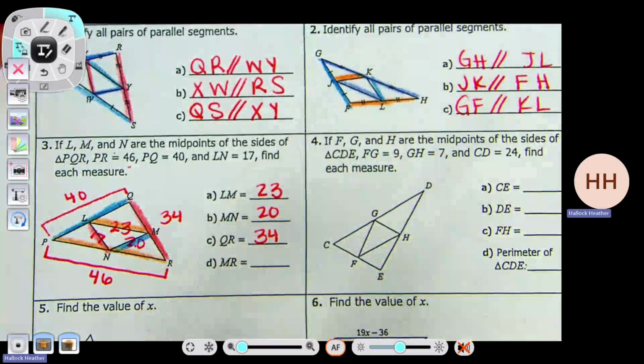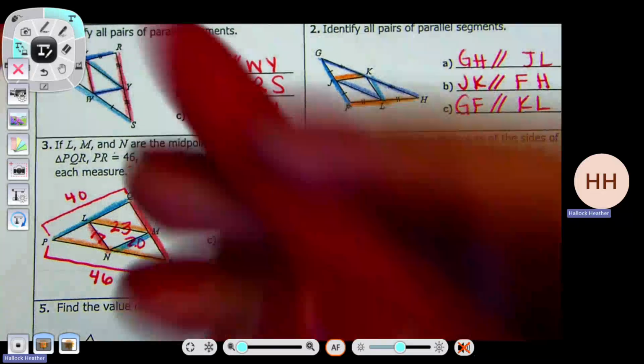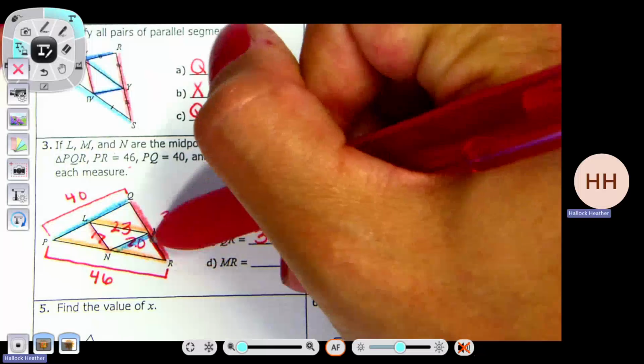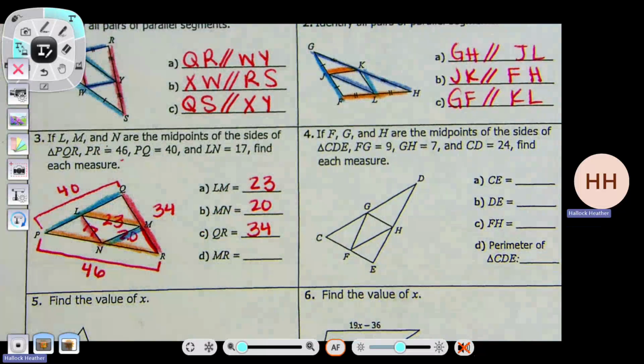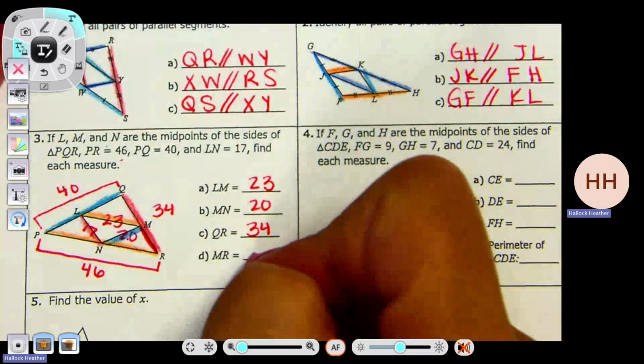And then the last thing I want to know is MR, which is this little piece right here. 17, because it's a midpoint. A midpoint means in the middle. So if the whole thing is 34, you split it in half. Each side is technically the same as the mid segment, which is 17.